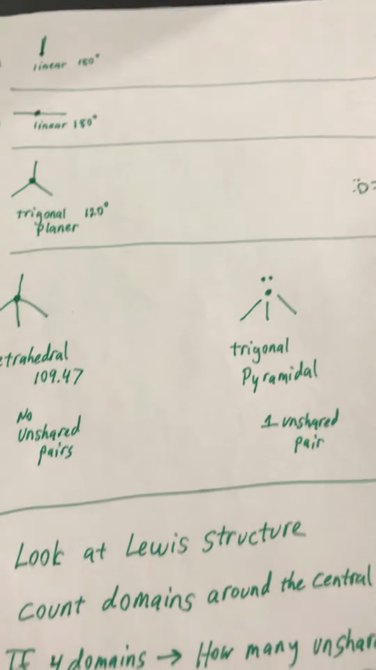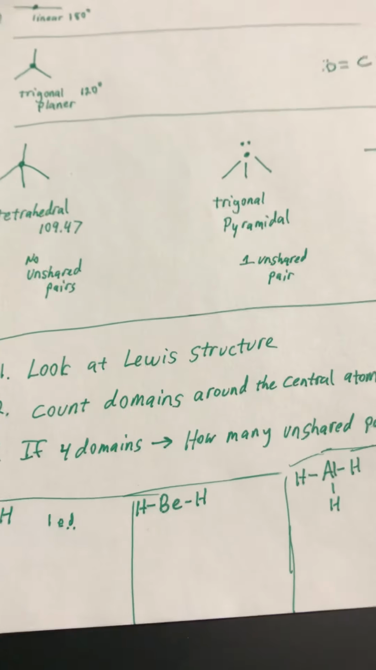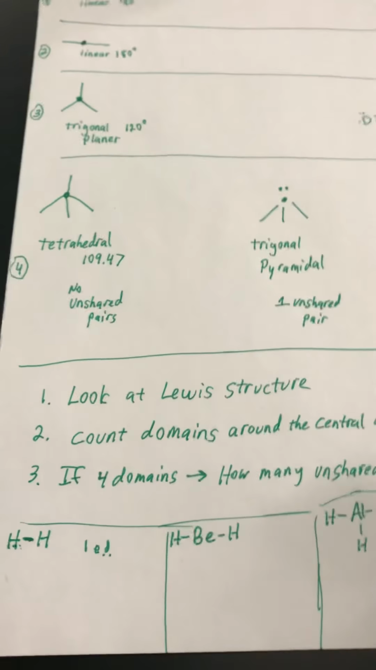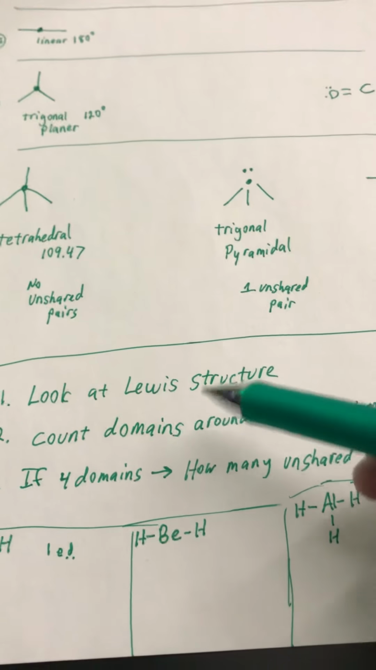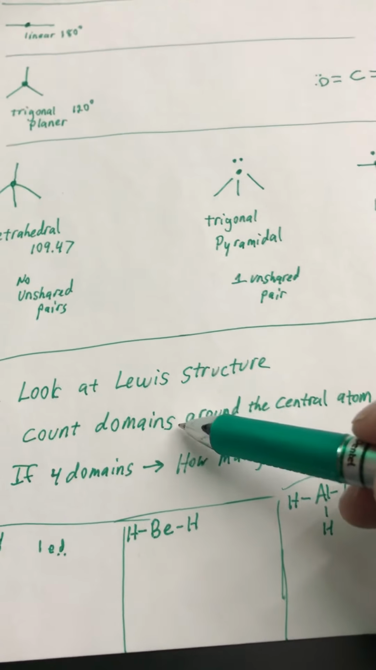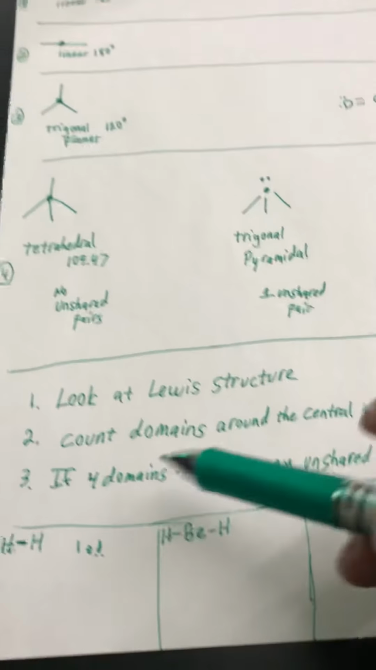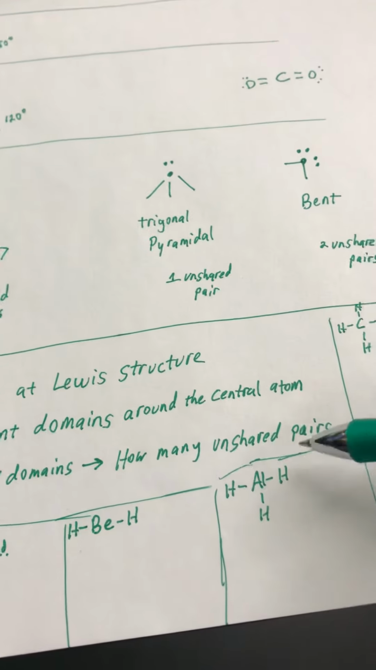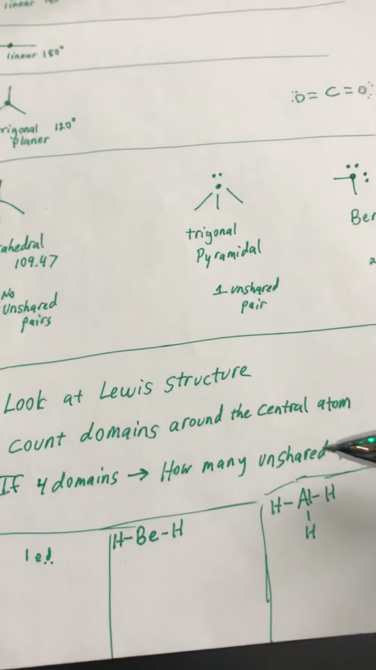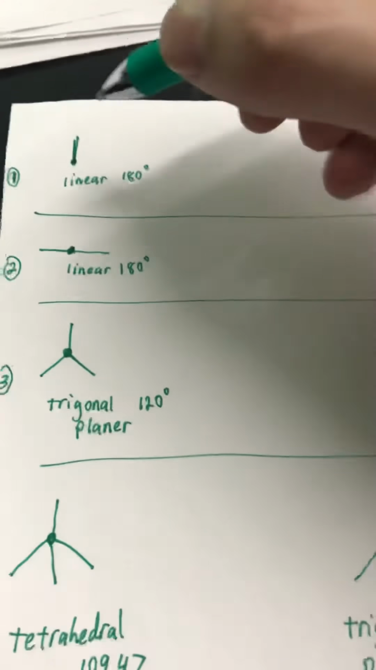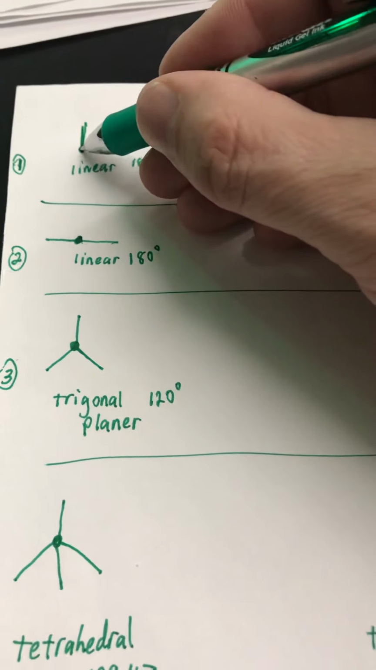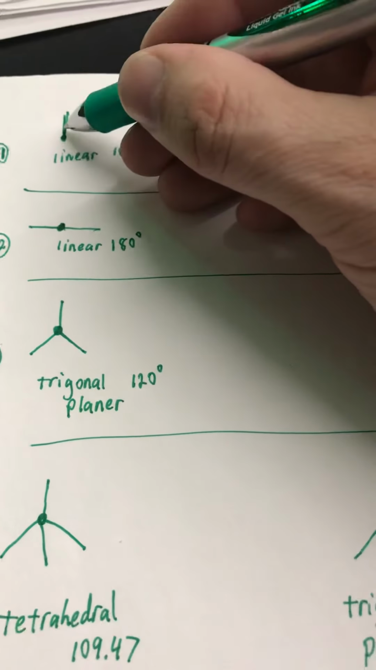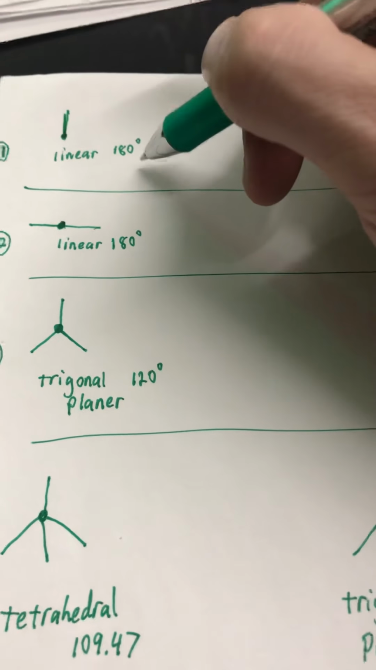One of the things you're going to want to make sure that you do if you're doing this VSEPR work is look at the Lewis structure for a particular molecule. You're going to be counting what we call the electron domains around the central atom. And then if there are 4 electron domains, you also want to look at how many unshared pairs are around that center atom. So real quick, if your central atom only has a single pair of electrons, whether it's in a bond or not coming off of it, it's going to be linear and 180 degrees.